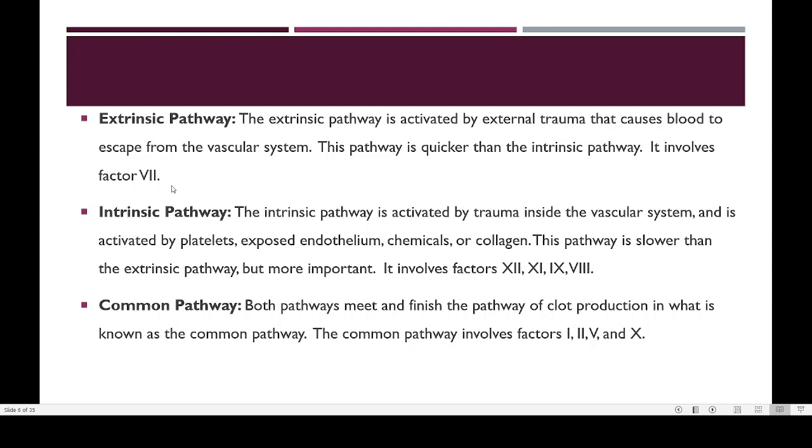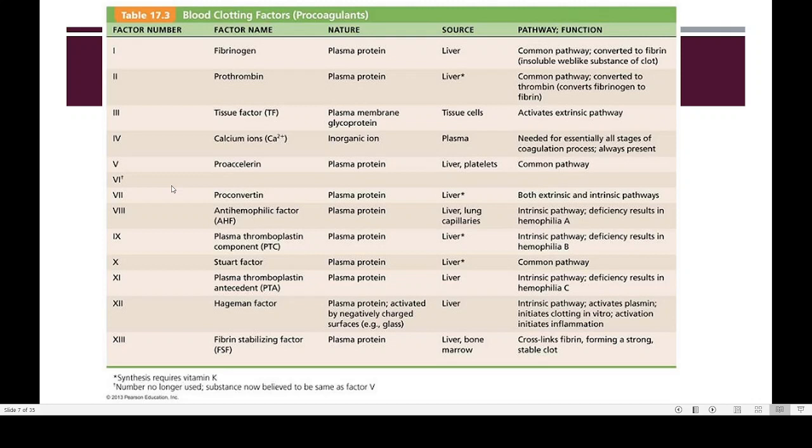Now we will see what the major clotting factors are. Here you can see that there are 13 clotting factors, and here is the name of the factor: fibrinogen, prothrombin. Here you can see the number of the protein.